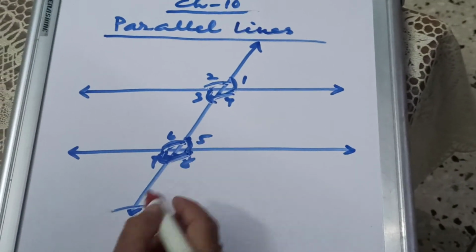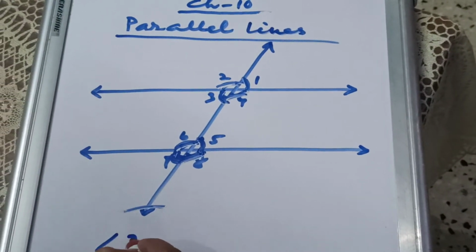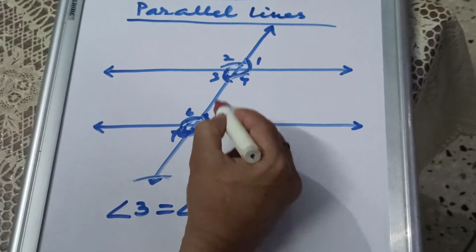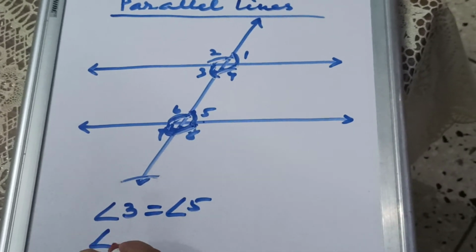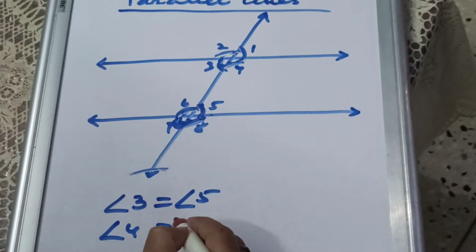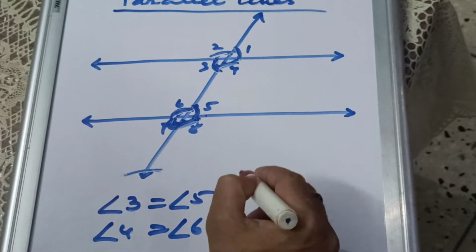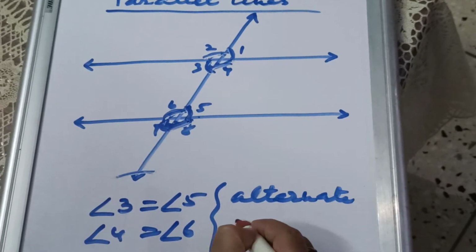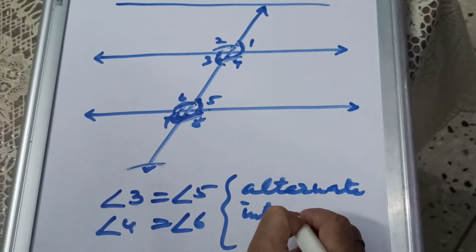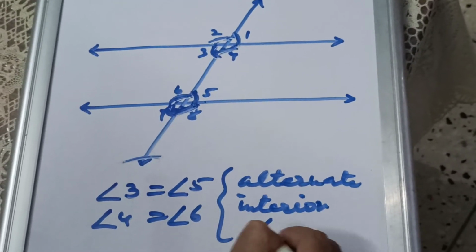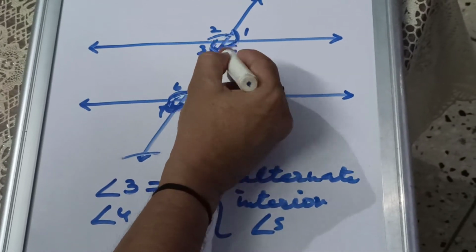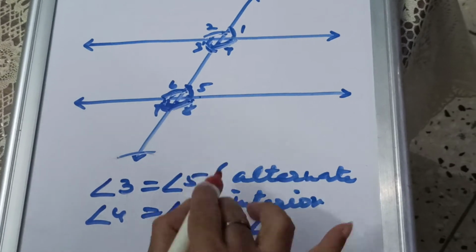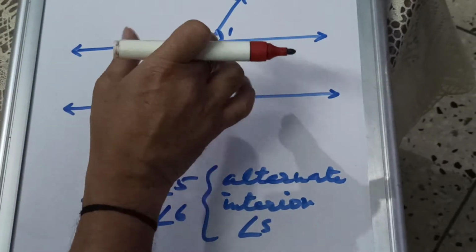Again, angle 3, angle 5, angle 4, angle 6. It is known as alternate interior angles. ये दोनों अंदर अंदर, कोने कोने, अंदर अंदर, अल्टरनेट इंटीरियर, क्योंकि इस दोनों लाइन के वो अंदर है.